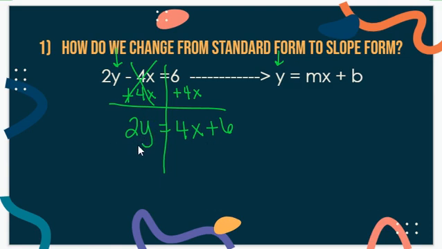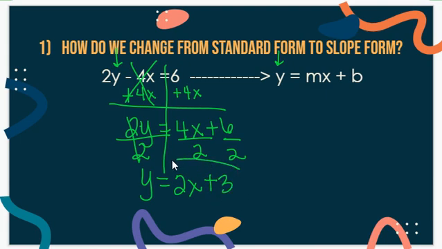Now I still don't have my y by itself because I have this 2 out front, so I need to move this 2. This means 2 times y, so we're going to undo the times 2 by dividing by 2. On this side, you've got to divide everything by 2. So I bring down my y equals; 2 divided by 2 cancels out. 4x divided by 2 is 2x, and positive 6 divided by 2 is positive 3. So we now have it in slope-intercept form, y equals 2x plus 3. We would now be able to graph this equation.